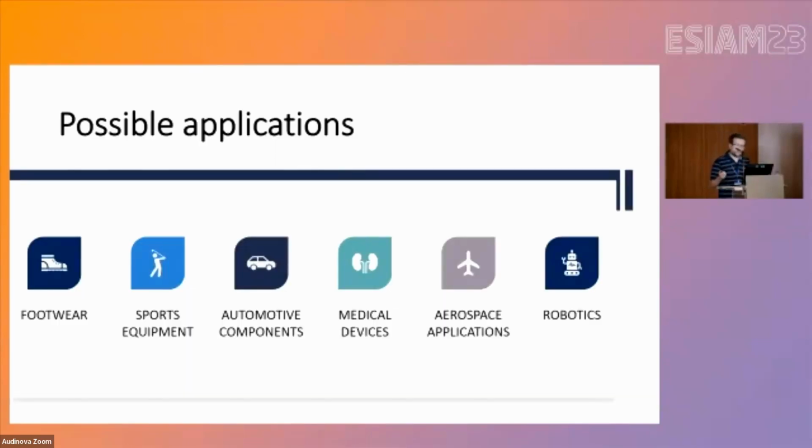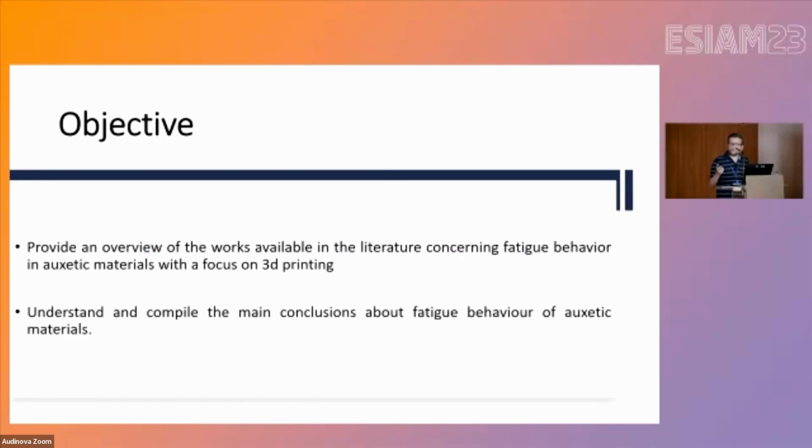So this can be used in several applications. For example, I have here a few types: in footwear, that is more beneficial in terms of energy absorption; in sports equipment, for example, for protection; in automotive components for the creation of lighter and stronger materials; in medical devices for stents that compress or expand depending on the blood pressure; in aerospace applications, materials that can change shape depending on the compression or expansion; and robotics for use in harder surfaces.